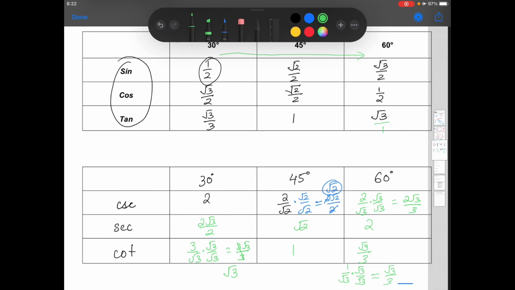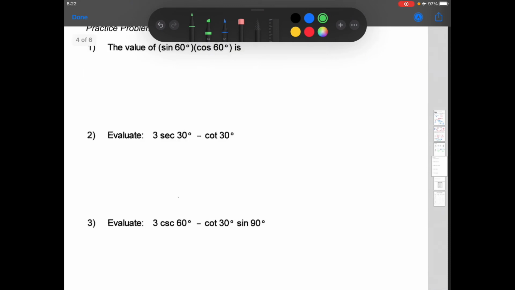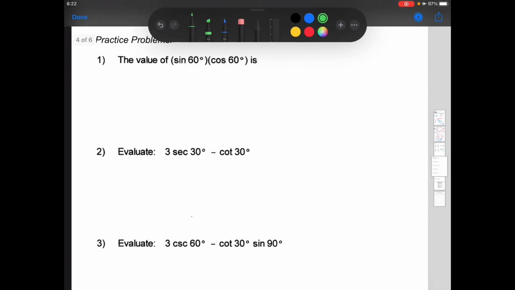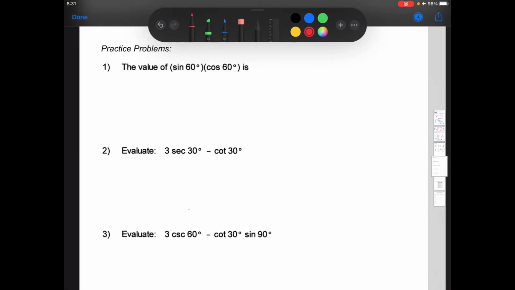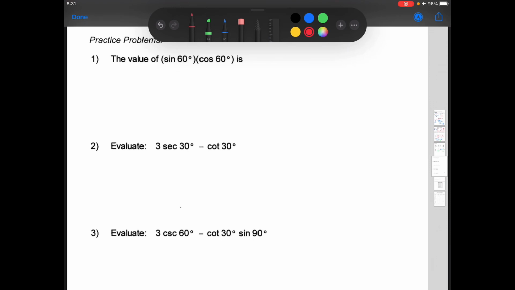Now why do we need these values? We need these values to solve questions like these. I'll start with the first. Practice problem number 1. It says the value of sine 60 and cosine 60. Again, you cannot put these in the calculator because it's asking you for the exact values. When you put it in the calculator, those decimals are not exact values, right? You'll have to round them at a certain point. So we need the exact values.